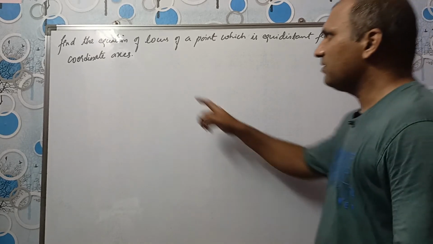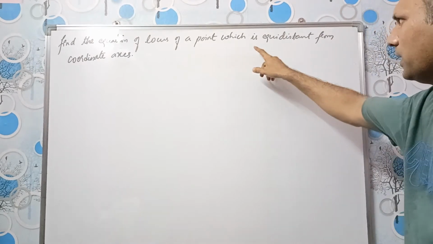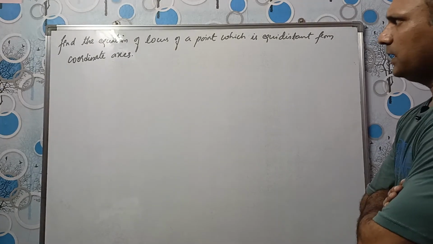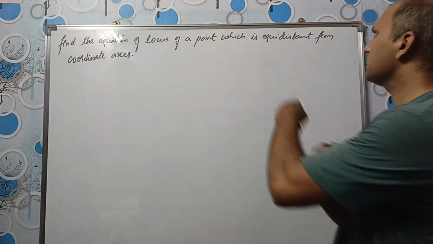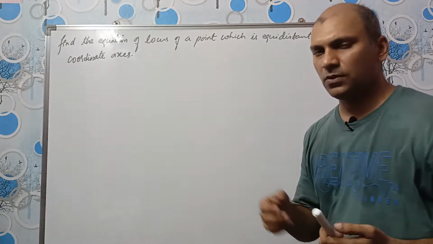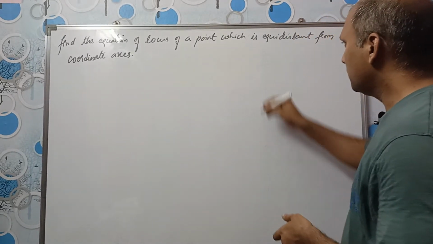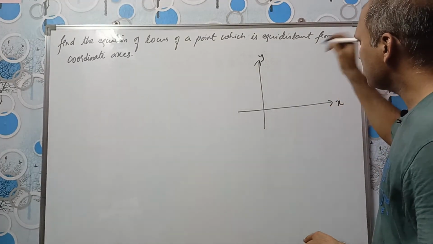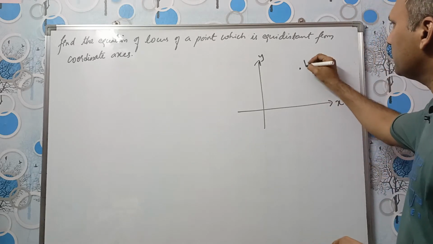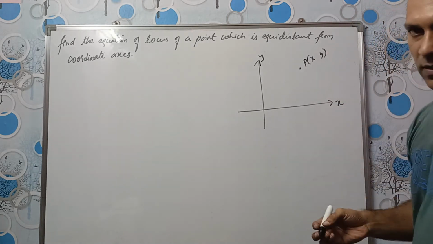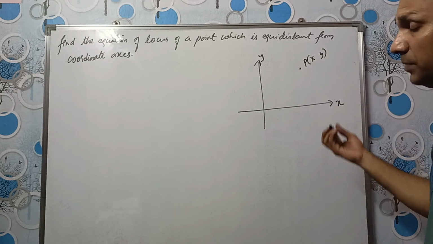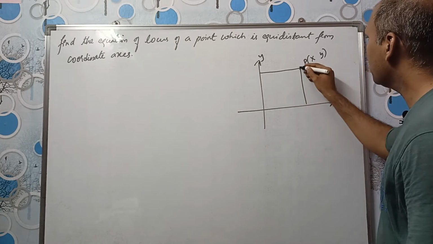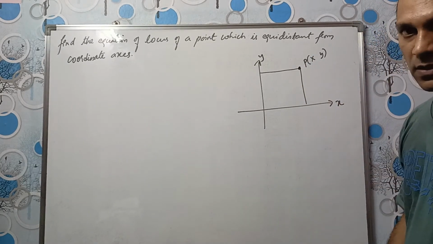Alright. See, we have a problem here. Find the equation of locus of a point which is equidistant from coordinate axis. We need to find the equation of locus of a point, and that point is at equal distance from coordinate axis. What are coordinate axis? X axis and y axis, right? So x axis and y axis, and there is a point, and let that point be P(x, y). This point is at equal distance from coordinate axis. We need to find the equation of the locus of this point.